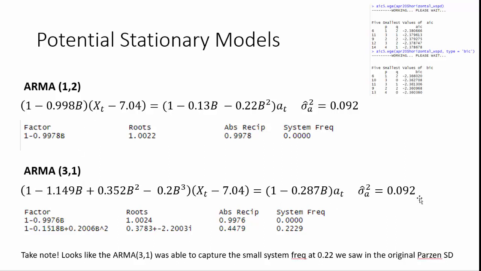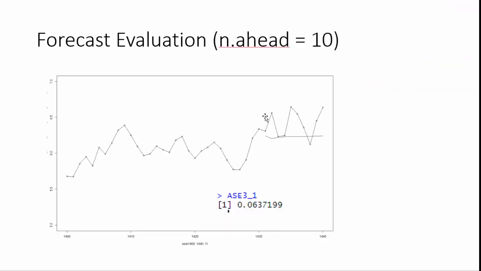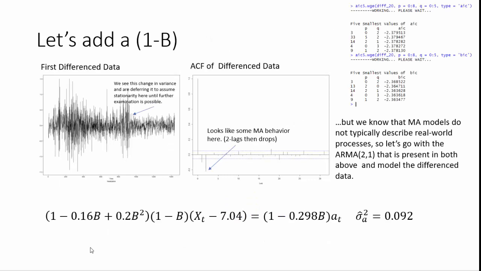And for the ARMA(3,1), we have a forecast here that looks to be doing reasonably well. The ASE is fairly low. We decided to difference the data and re-estimate, and we get several models.